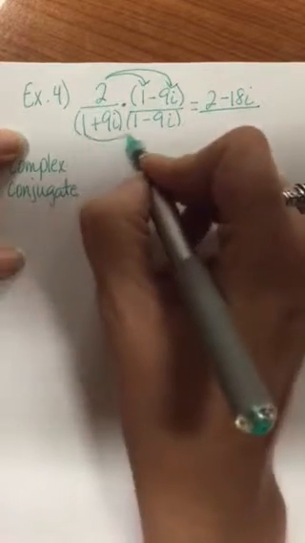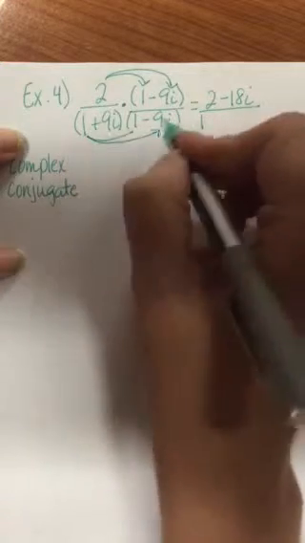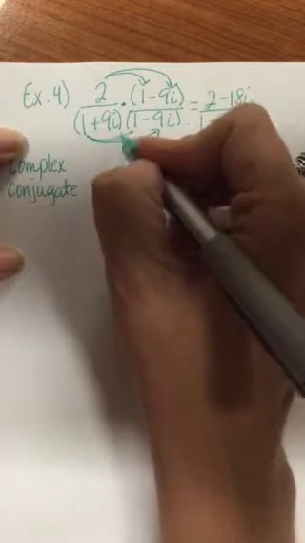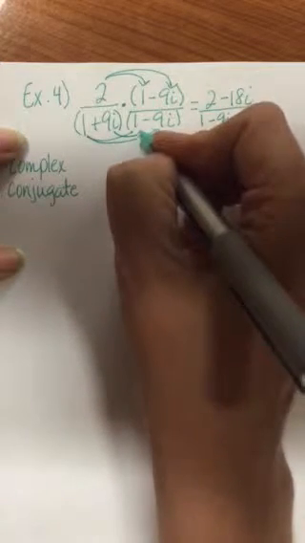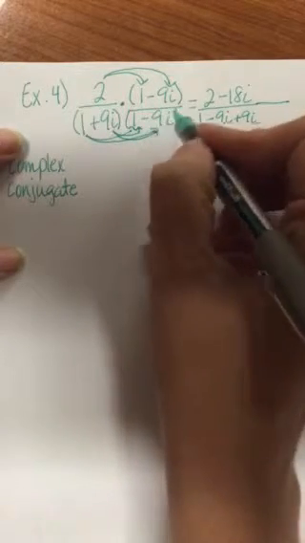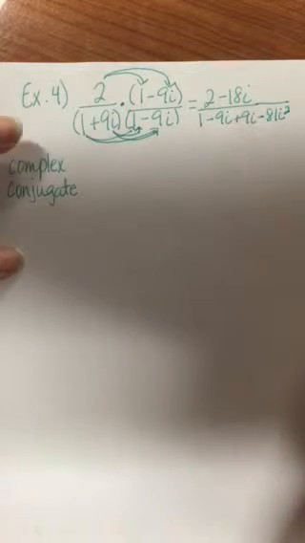On bottom, we're going to have 1 times 1 is 1. 1 times negative i is negative i. And then we have to distribute our 9i here. So 9i distributes to 1 and gives you a positive 9i. And 9i distributes to negative 9i, and you have negative 81i squared.